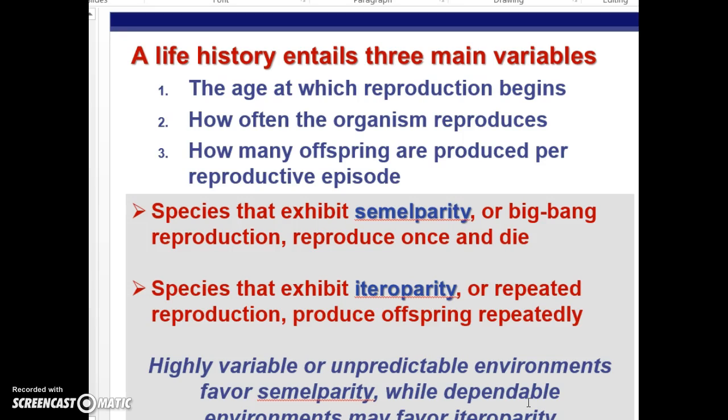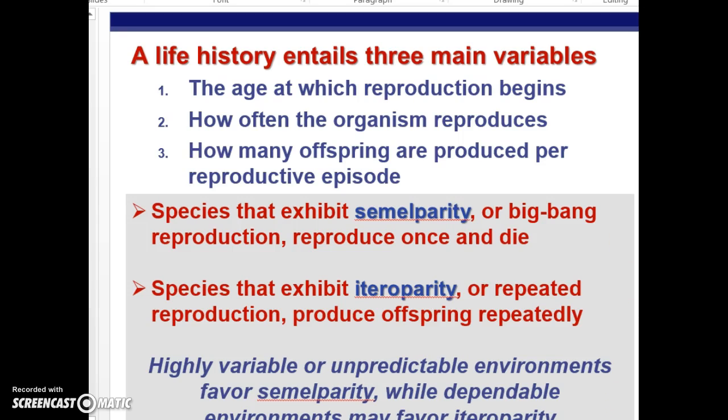In contrast, there are species that have iteroparity, which is repeated reproduction, which is really actually most species have that type of reproductive strategy. And so that would be all sorts of organisms like lizards or humans or primates. All of those have iteroparity, where there's repeated reproduction producing offspring.